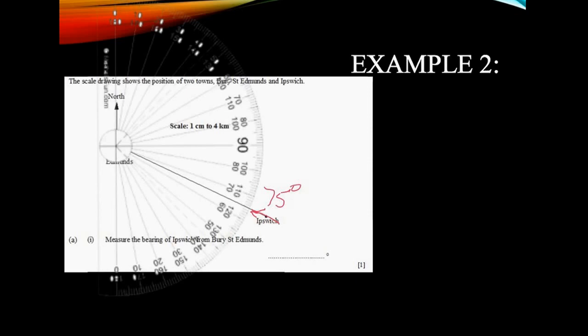That's not the bearing though. The bearing we have to write down as 3 digits. So measuring the bearing of Ipswich from Bury St Edmunds is 075 degrees. That gets us the full marks.